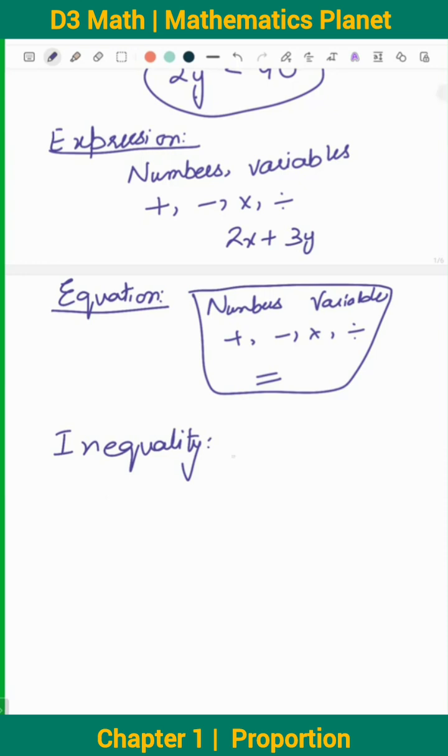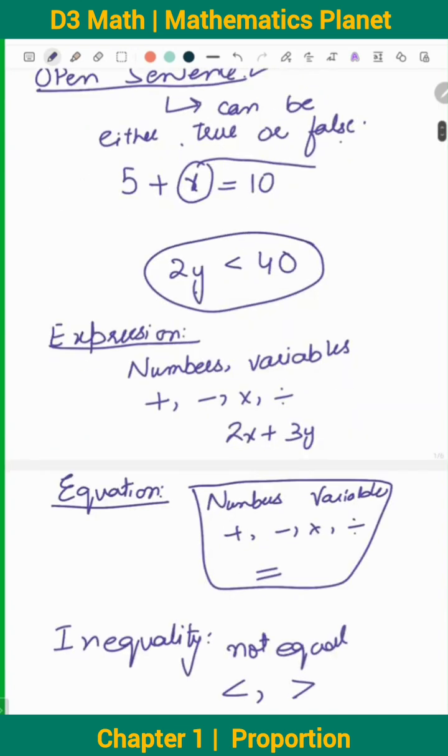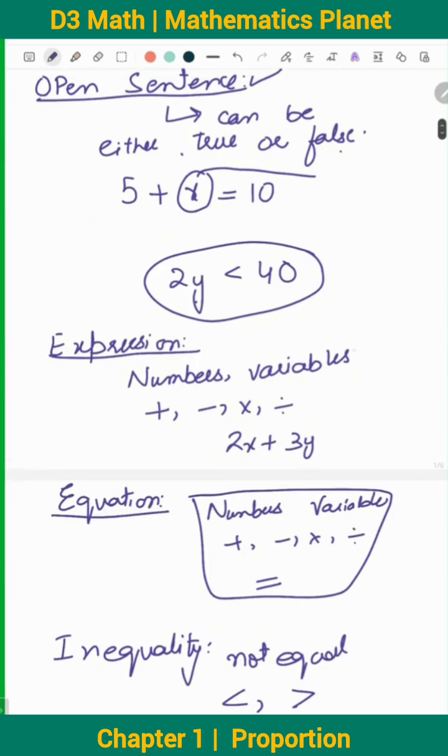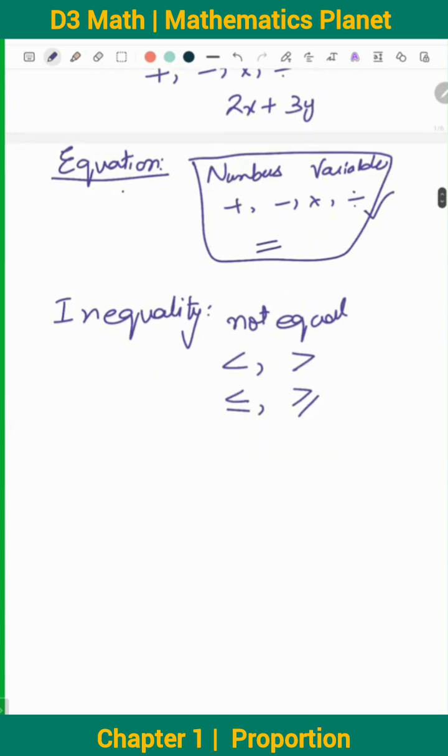Very good. When two expressions are not equal, they are either less than, greater than, less than or equal to, or greater than or equal to. So we have different kinds of things. We have expressions that contain numbers, variables, and 4 operations, equations that contain the sign of equality, and inequality when the two expressions are not equal. So these are the few things that we have discussed.